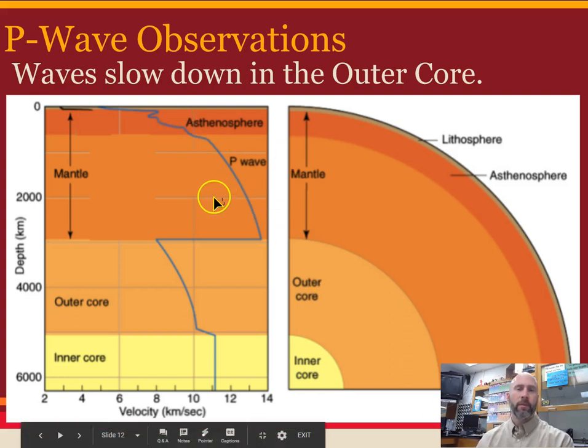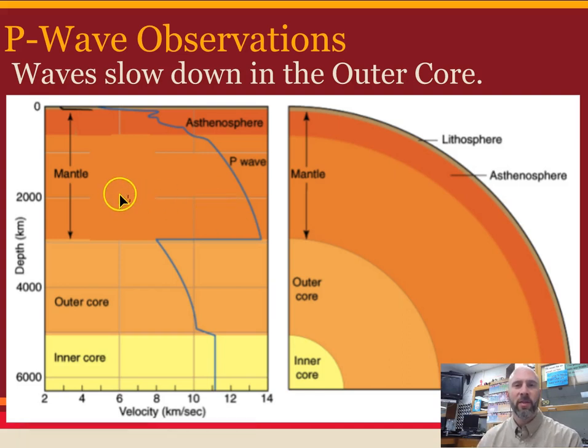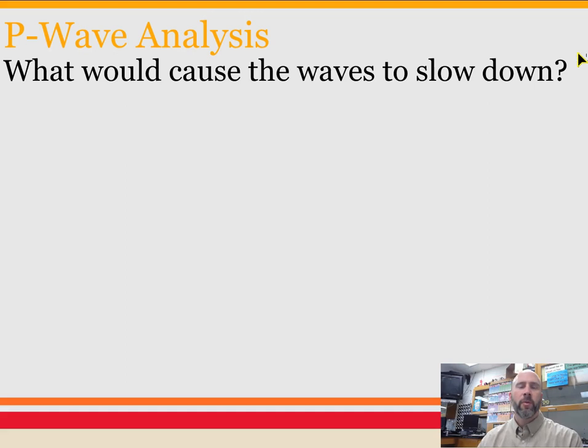Now again, as we're working our way through this, we don't really know what's going on inside of the Earth, but we are making these observations, right? We're trying to draw conclusions, but the P wave moves along, and it slows down a bunch when it gets to this area inside of the Earth. So trying to analyze what's going on here, what would cause waves to slow down?